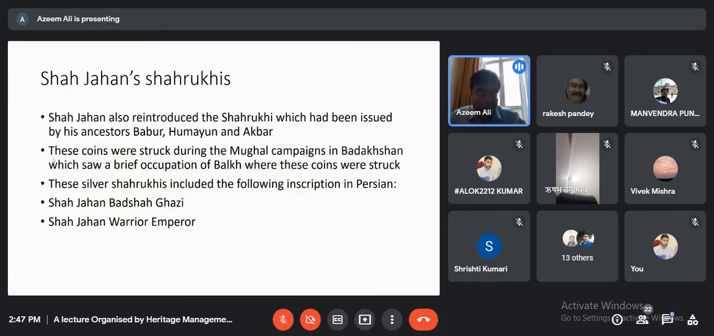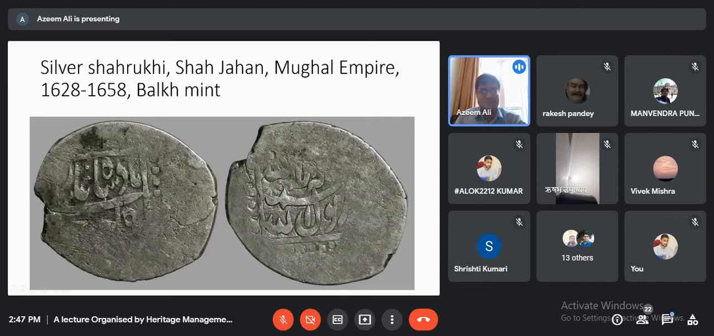And Shah Jahan also harkened back to his ancestors, Babur, Humayun and Akbar, when he struck the Shahrukhi. And these coins were struck during the Mughal campaigns in Badakhshan, which saw a brief occupation of Balkh, where these coins were struck. And these silver Shahrukhis include the following inscription in Persian: Shah Jahan Bacha Ghazi, which means Shah Jahan, warrior emperor. And here is one of the Shahrukhis struck in Balkh between 1628 and 1658. You see Badshah here and Ghazi.